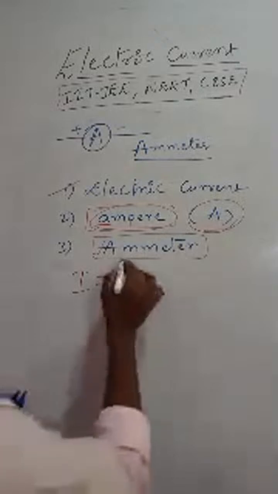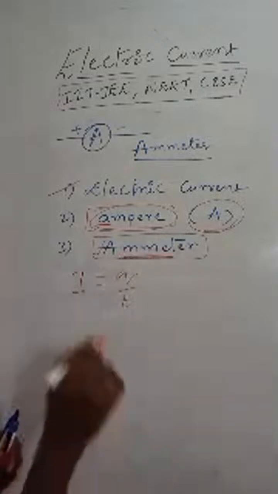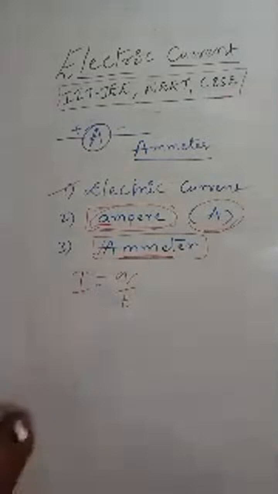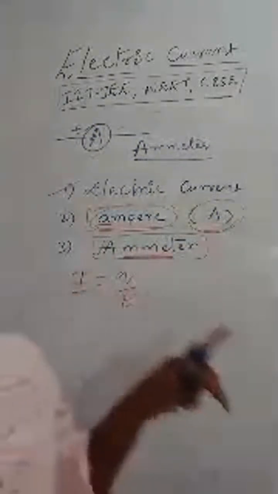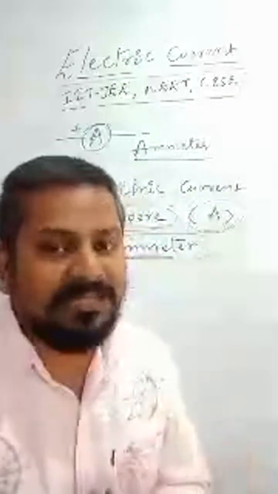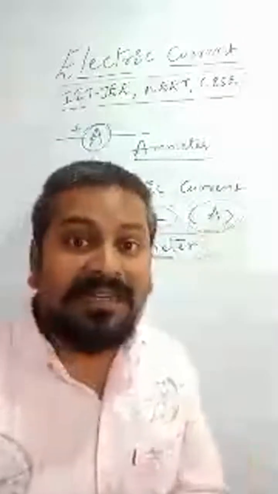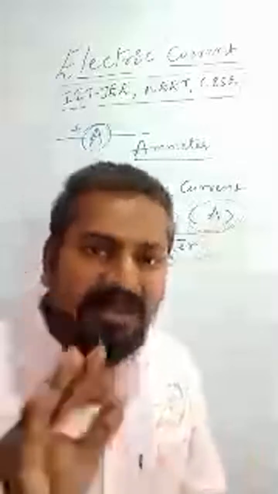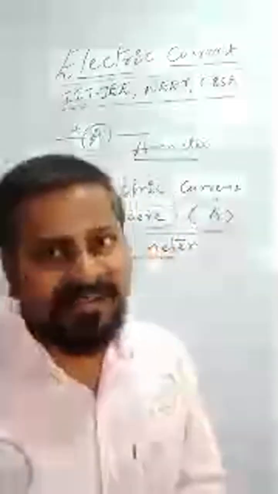Here, ammeter is a device used to measure the electric current. It's very important, remember this point. Later I will talk about it, because it's very important. When galvanometer comes, I'll discuss why I'm stressing this point. Ammeter is a device used to measure the electric current. Clear? Now next one is voltmeter.